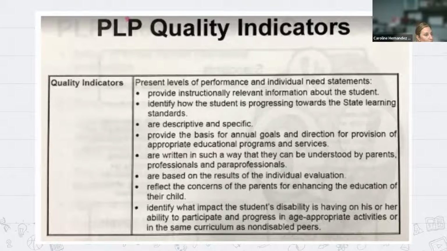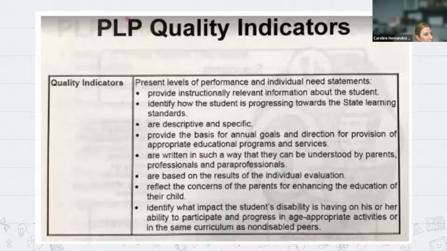They're written in such a way that they're not using a lot of educational jargon. We really want parents and other professionals to be able to understand exactly what we mean. They're based on the results of individual evaluations and should also reflect the concerns of the parents in terms of their perspective on educating their child. We also want to know what the impact of this child's disability is on his or her ability to participate and progress in age-appropriate activities.